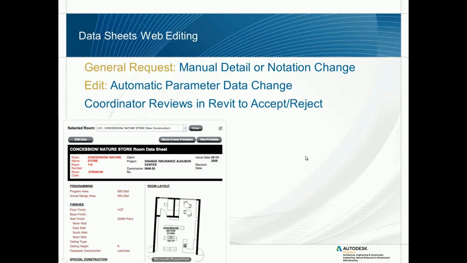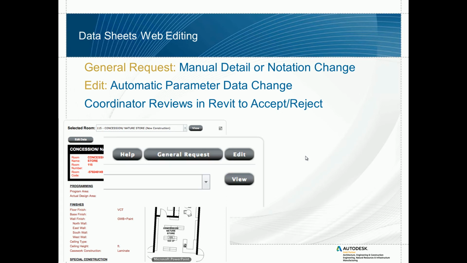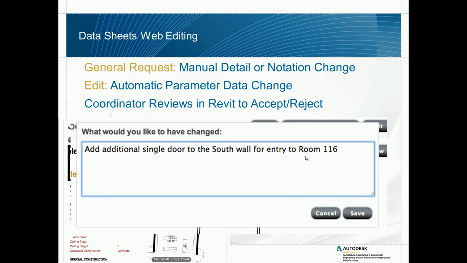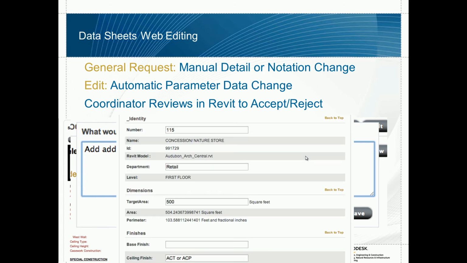This is a pretty standard room data sheet like we have here on the bottom left. There are 2 types of edit that we look at. The first is the general request. Something like this might be a manual detail or notational change. So for example, if I wanted to say add an additional single door to the south wall for entry to room 116, I could do that right inside of here.